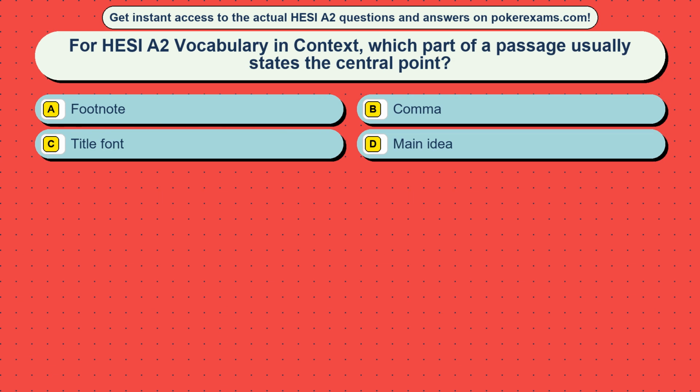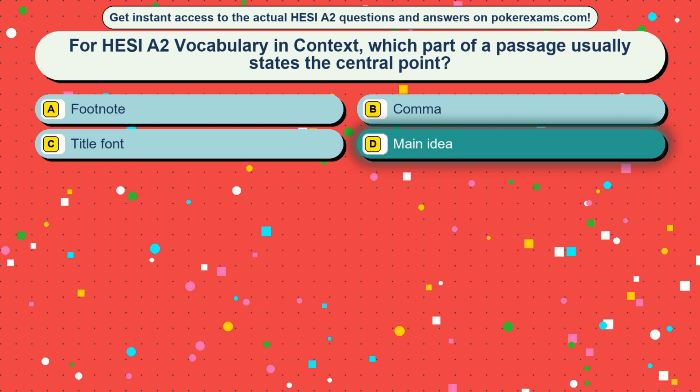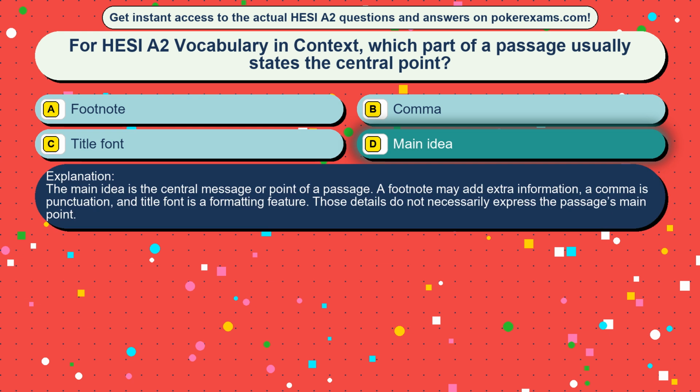Question 2. For HESI A2 Vocabulary in context, which part of a passage usually states the central point? Option A, footnote. Option B, comma. Option C, title font. Option D, main idea. The correct answer is option D, main idea. The main idea is the central message or point of a passage. A footnote may add extra information, a comma is punctuation, and title font is a formatting feature. Those details do not necessarily express the passage's main point.